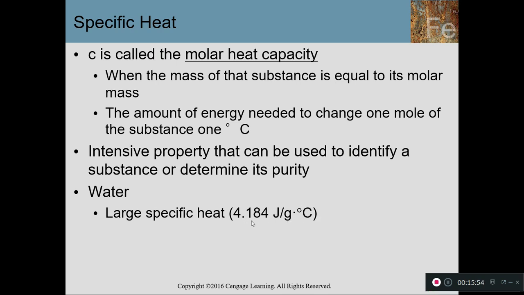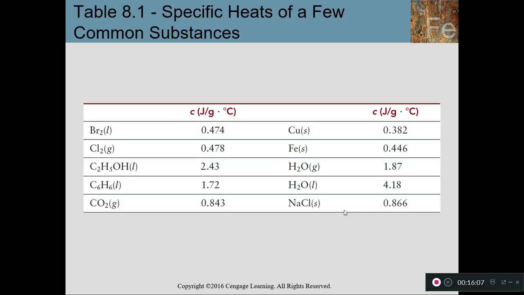Our number we're going to use for water is 4.184 joules per gram degree Celsius. If it was per mole, it'd be a different number, and this unit, instead of being grams, would be in moles. Just make sure your units cancel out. Sig figs and dimensional analysis are your friend.